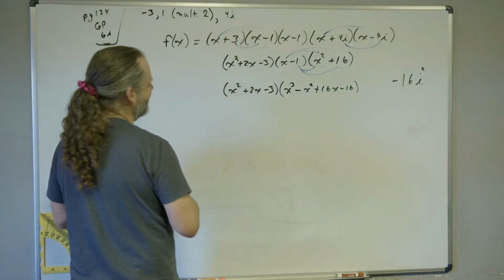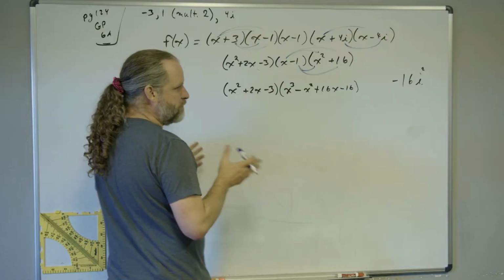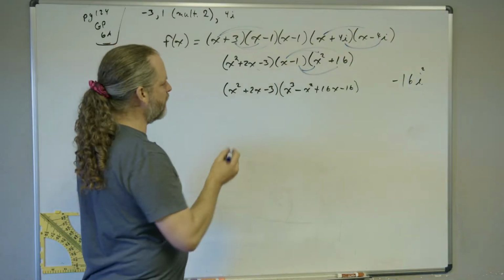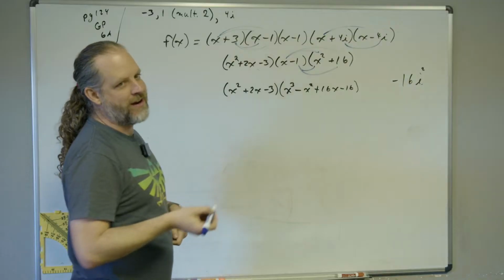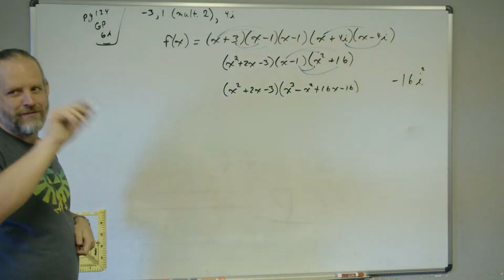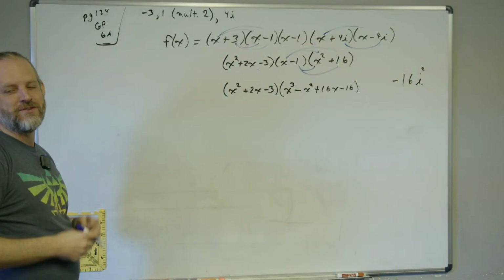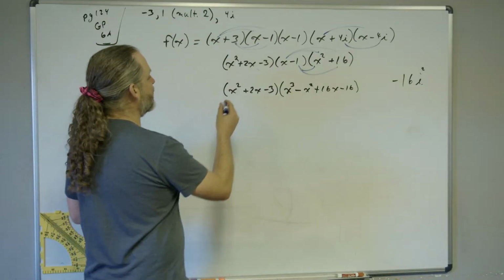When it's more than just FOIL, not only do I do the loop-de-loops, but I do them one at a time. It's kind of like checking off, making sure you don't miss something. That's what I do, because it's easy to forget what I'm doing.